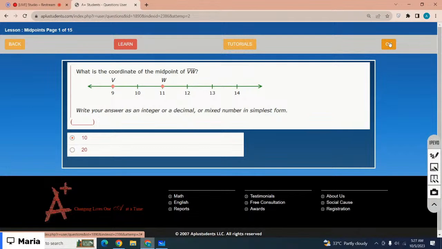Okay, what is the coordinate of the midpoint of VW? Which is the correct option? So the correct option is... that's the same question still.